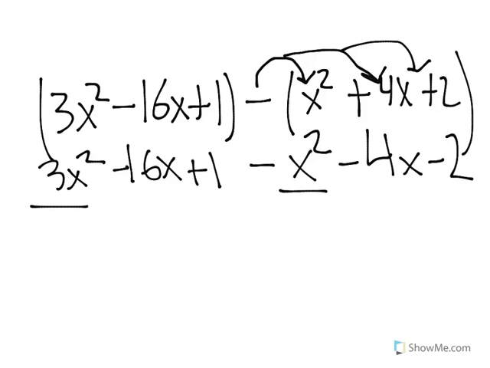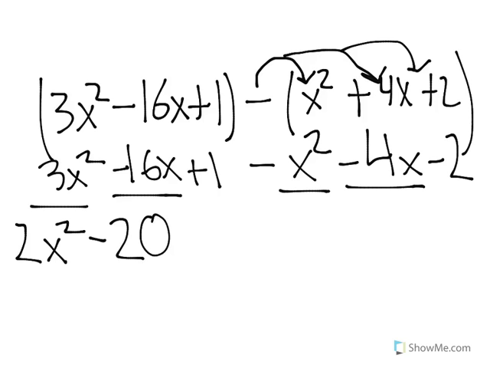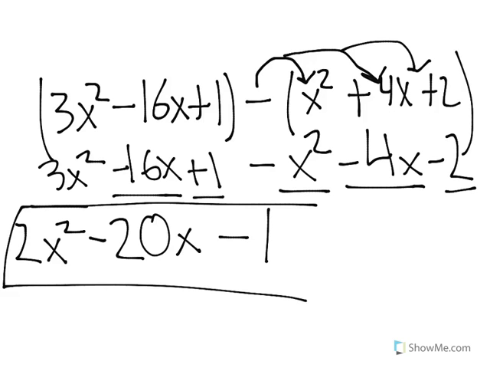So you have 3x squared minus x squared. So that is equal to 2x squared. And you have your negative 16x minus 4x, which ends up being negative 20x. And you have a 1 and a negative 2, so that just equals a negative 1. There's your answer.